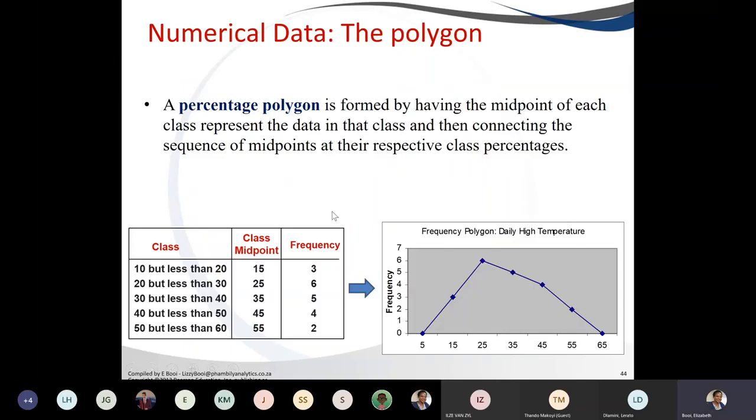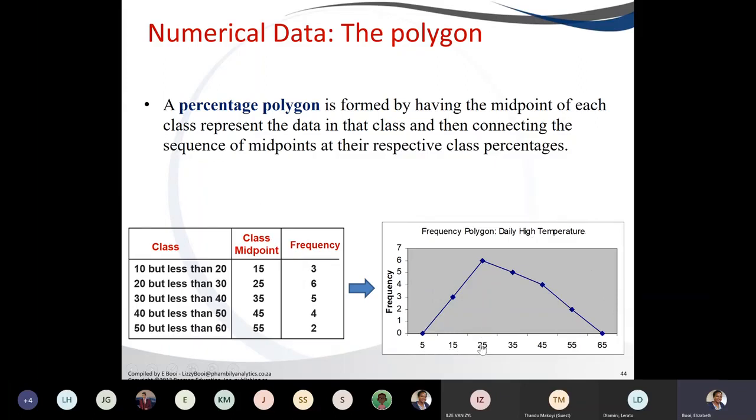Okay, so when we have a numerical summary table, which is the frequency distribution table, we can create what we call the class midpoints, and then use those midpoints and the frequencies to create what we call a frequency polygon.